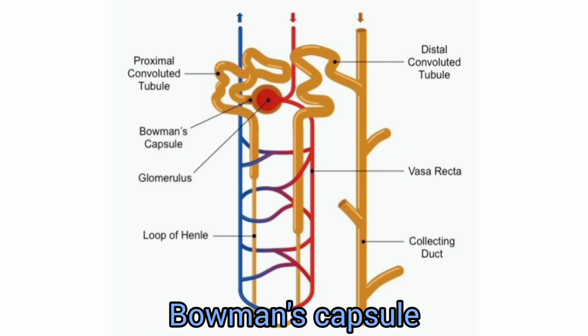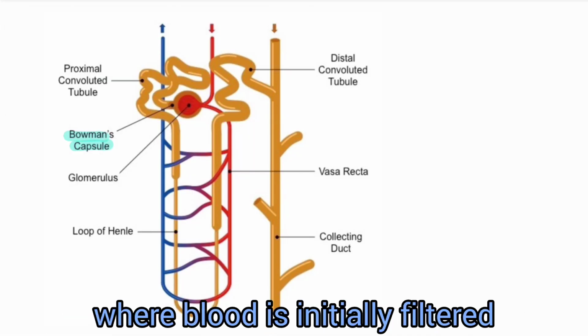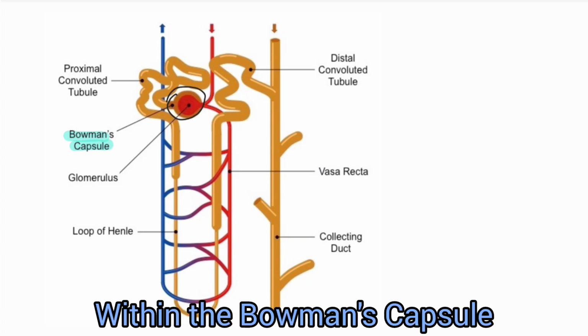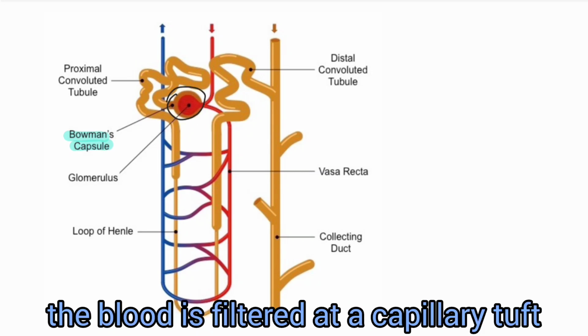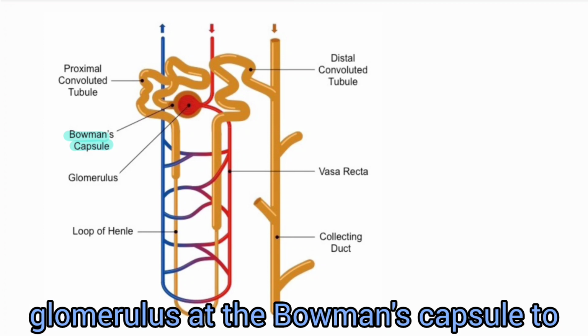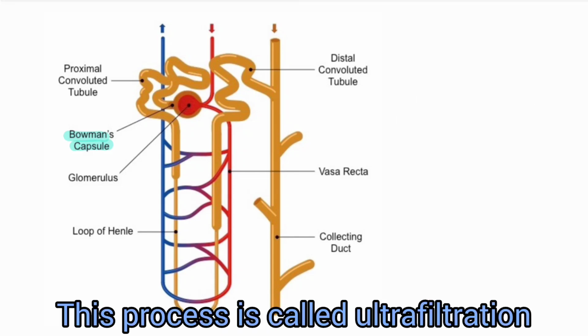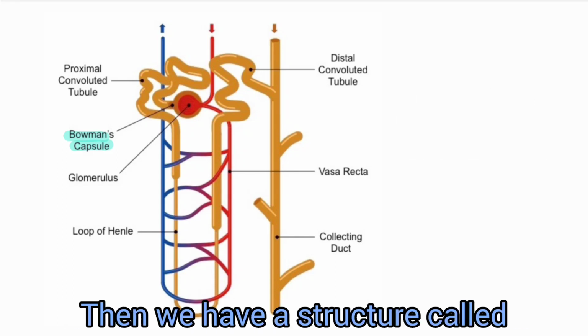Let's go to the structure of the nephron. Each nephron consists of Bowman's capsule. This is the first part of the nephron where blood is initially filtered. Within the Bowman's capsule, the blood is filtered at a capillary tuft called the glomerulus, and then blood is filtered out of the glomerulus at the Bowman's capsule to form filtrate. This process is called ultrafiltration.